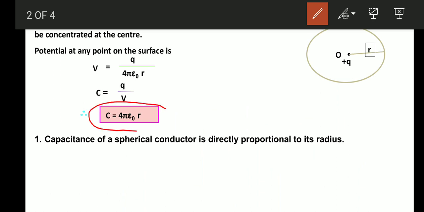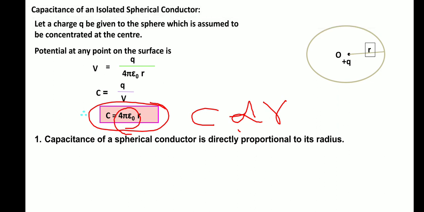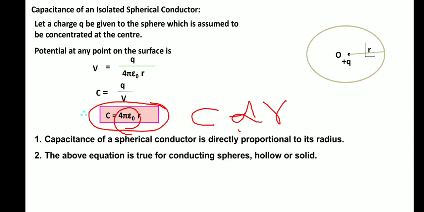Look at this equation. See, this 4 pi epsilon naught is a constant. Epsilon naught is the permittivity of free space that I told you in the first class itself. Then C is directly proportional to R, where R is the radius. That means whenever the radius increases, its capacitance also increases. So you can say that the capacitance of the conductor depends on radius and shape. The above equation is true for conducting spheres, hollow or solid.